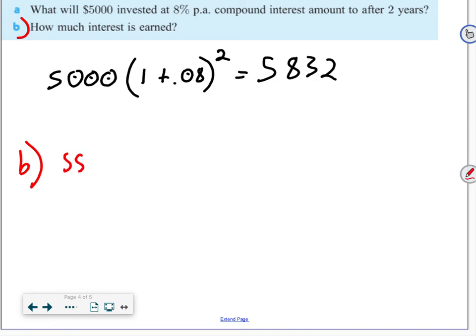If we want to figure out how much we made in interest alone on part B, we're going to take 5,832. And again, we should remember our units, so we are dealing with dollars. 5,832, subtract away our 5,000, and we're going to see that we made $832 of interest in 2 years at 8%. And that highlights our notes for today. Please highlight any questions you might have and bring them to class tomorrow.